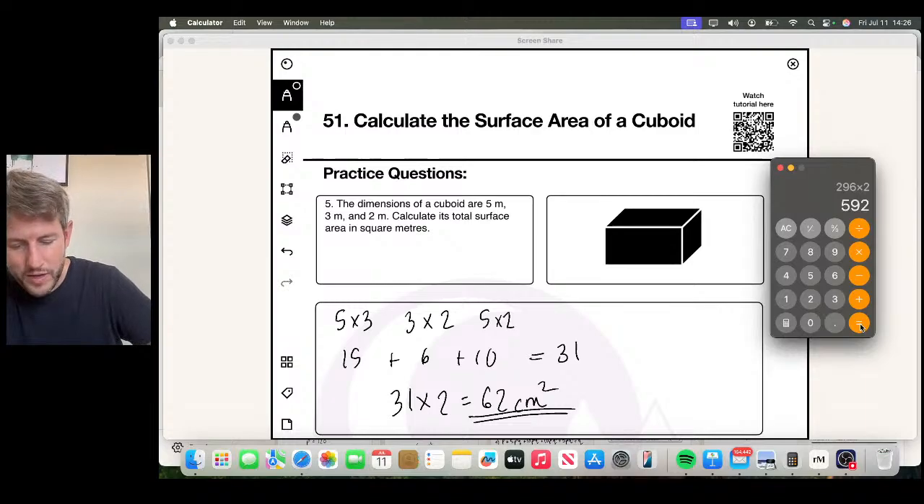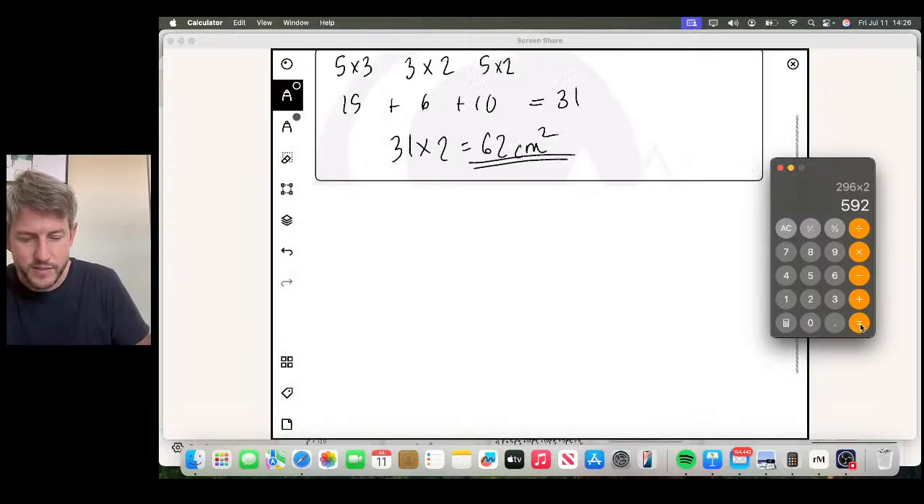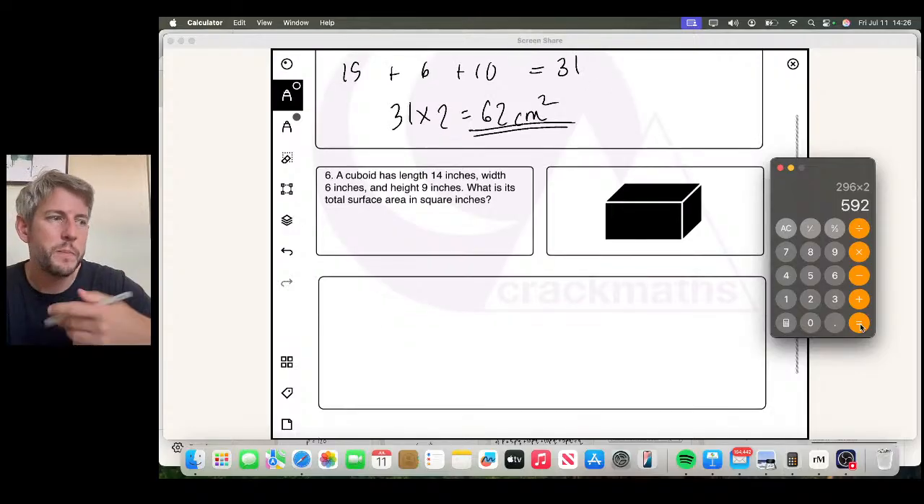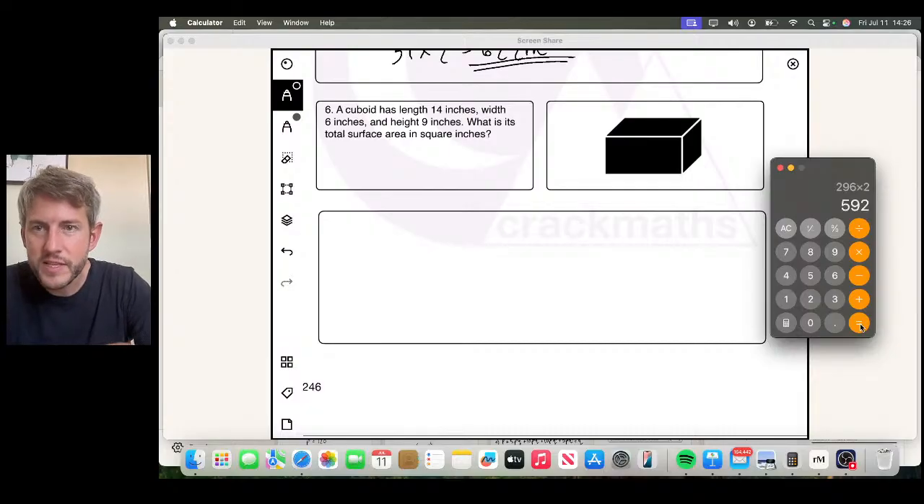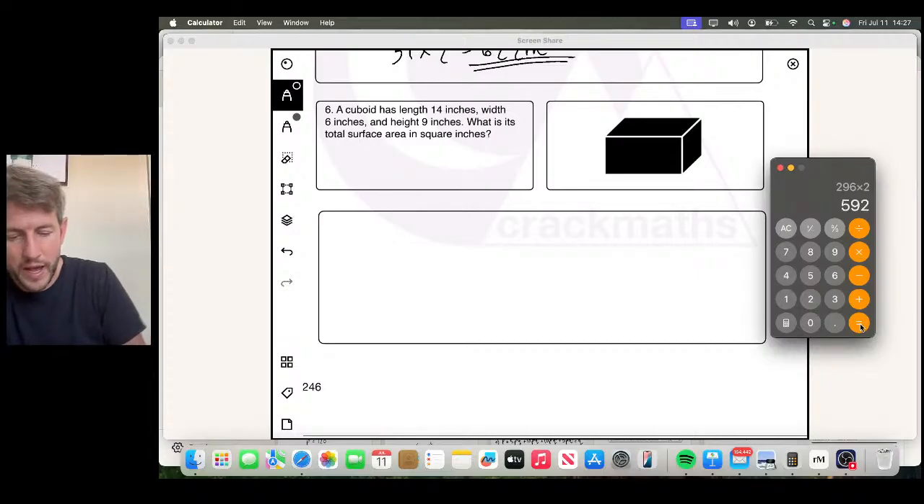Okay, question 6. I think what I might do is actually just complete the set of 10, and then we will mark them all together. So here we go. Question 6. A cuboid has length 14 inches, width 6 inches, and height 9 inches. What is its total surface area in square inches?